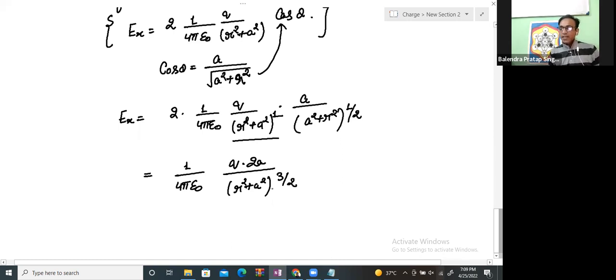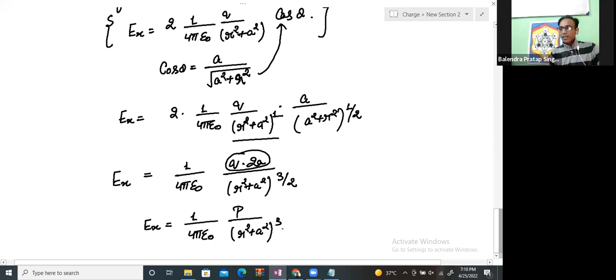And where is the electric dipole moment in this equation? You can see the electric dipole moment. It's q into 2a. So we can replace this q into 2a by capital P. In that case, the electric field is equal to 1 over 4 pi epsilon naught P divided by r square plus a square to the power 3 by 2.